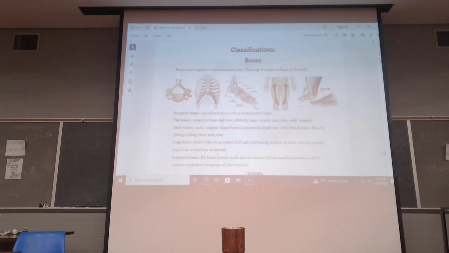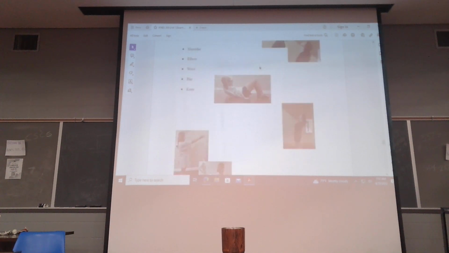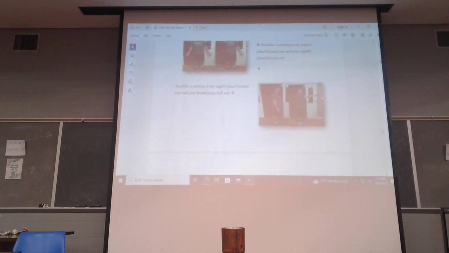I can give you this picture 5 different times on the test. One of them I might ask you about plane. One of them I might ask you about axis. One of them I might ask you about position. One of them I might ask you about motion. One of them I might ask you about plane and motion. One of them I might ask you about plane and position. It's all what I can do, not necessarily what I will do.